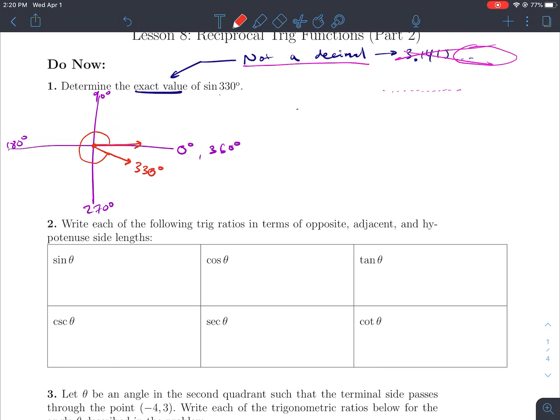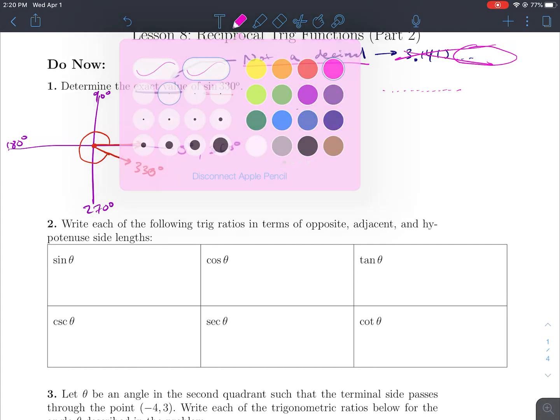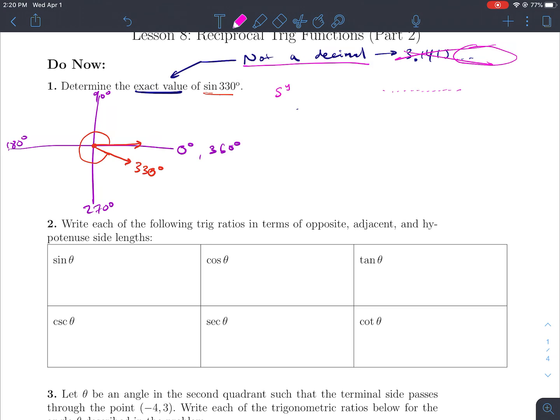Okay, so for the exact value of sine 330 degrees, that is too big of an angle to fit in a triangle. So maybe you would think, okay, maybe I'll use the coordinate plane definitions. But unfortunately, these definitions aren't helpful either because we don't know any x, y, or r values, so we have to cross those out. So it looks like what we have to do here is use our reference angle.